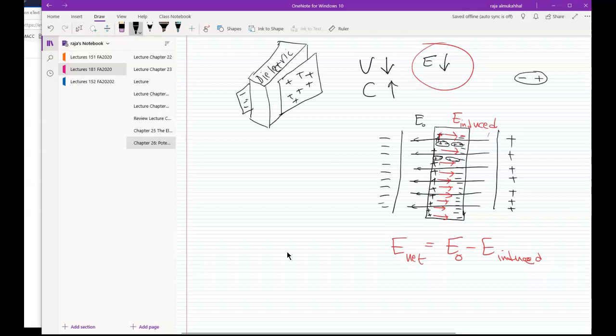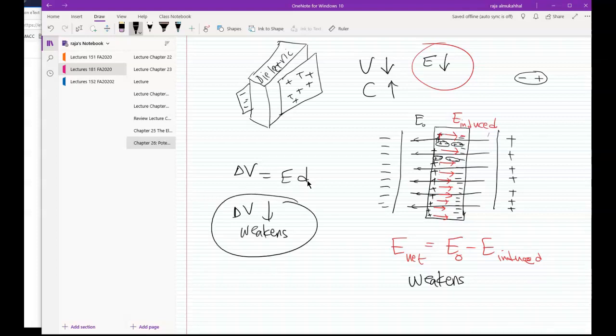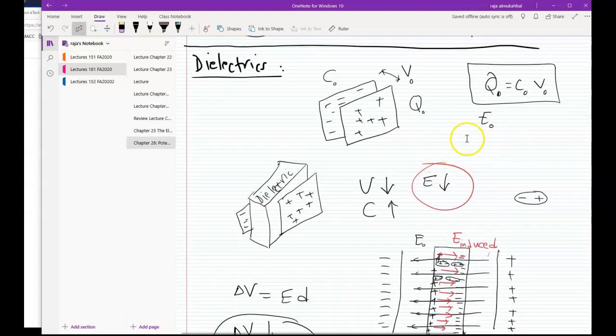Okay, another thing is that we know that delta V is equal to ED, D being the separation distance. So what will happen if E drops down in value? Remember, this field weakens. So what's happened to the voltage? Well, the voltage will also weaken because it is dependent on it. The D is just a constant. So delta V will also weaken. Got it? Okay. But the capacitance, however, increases.